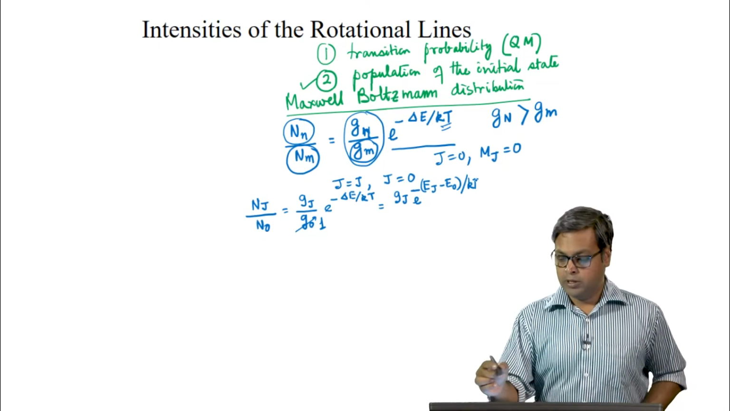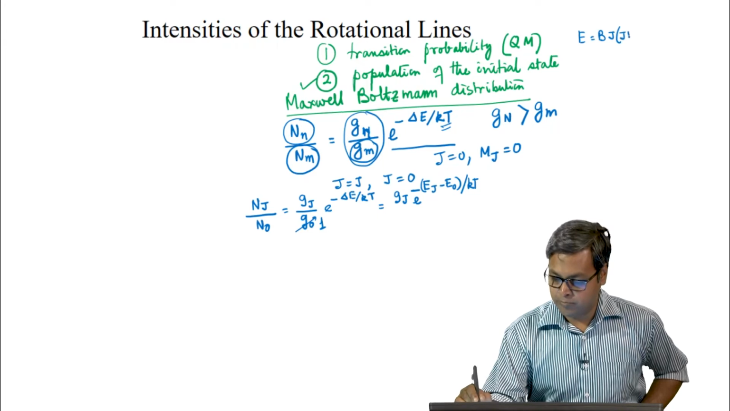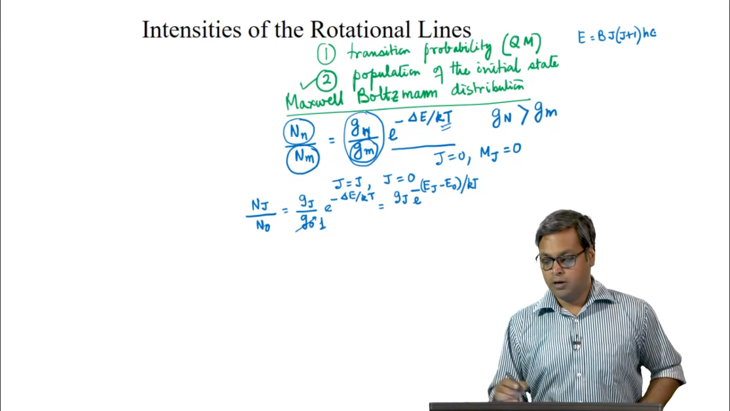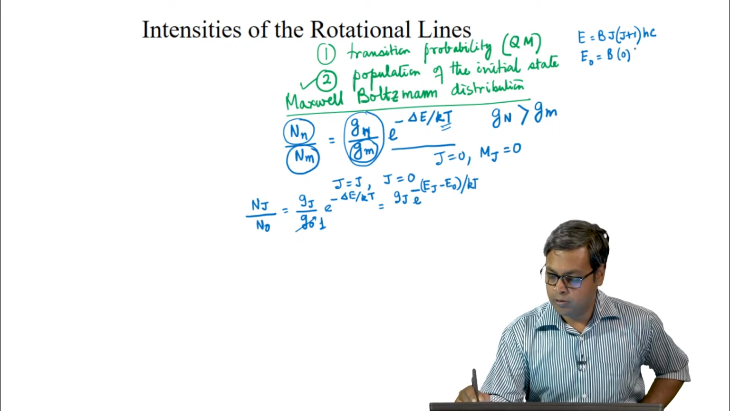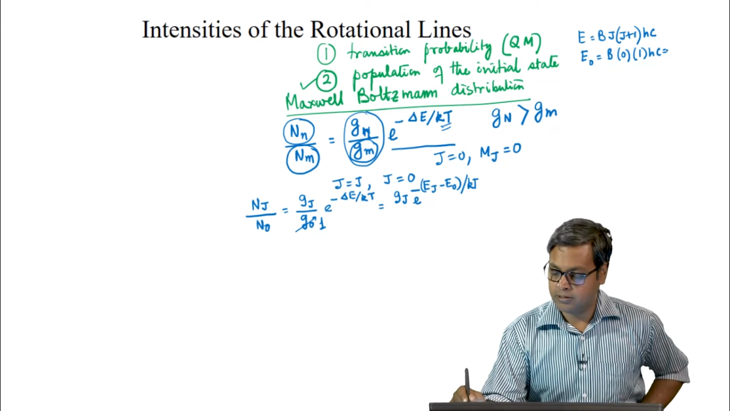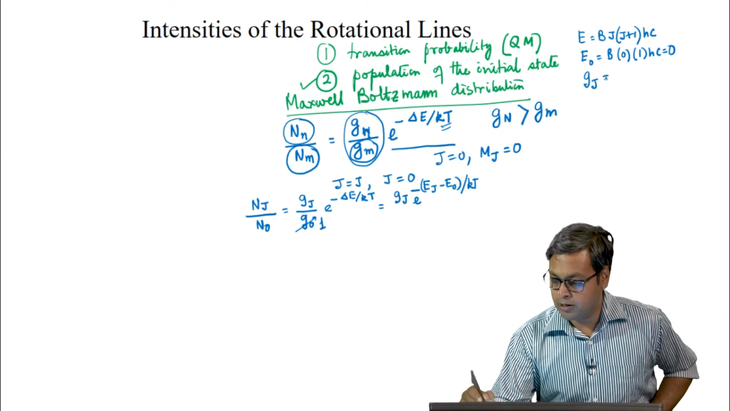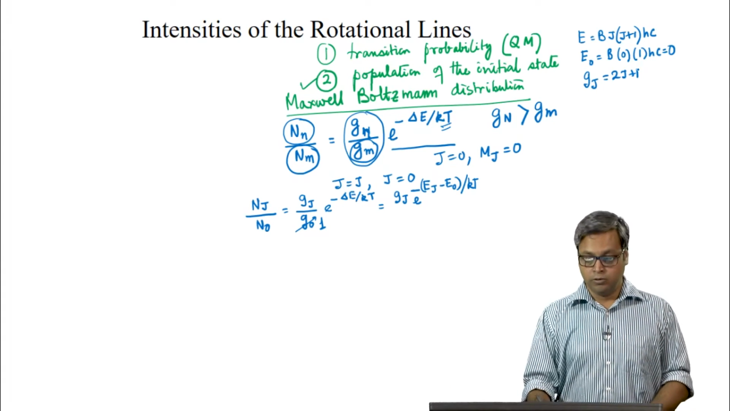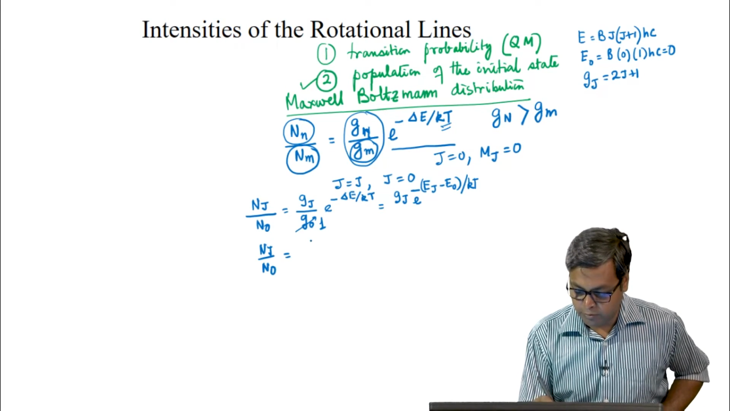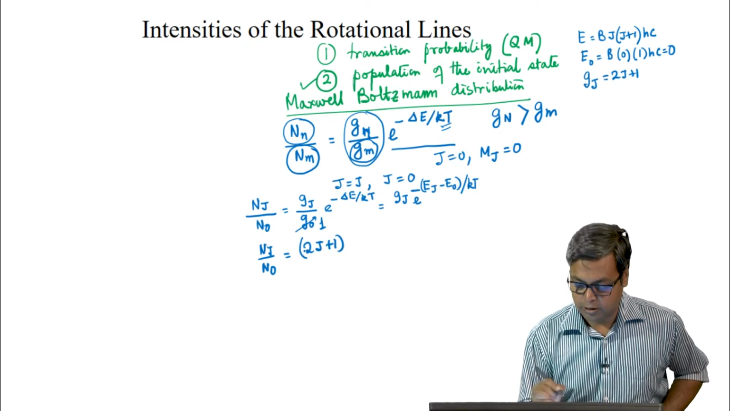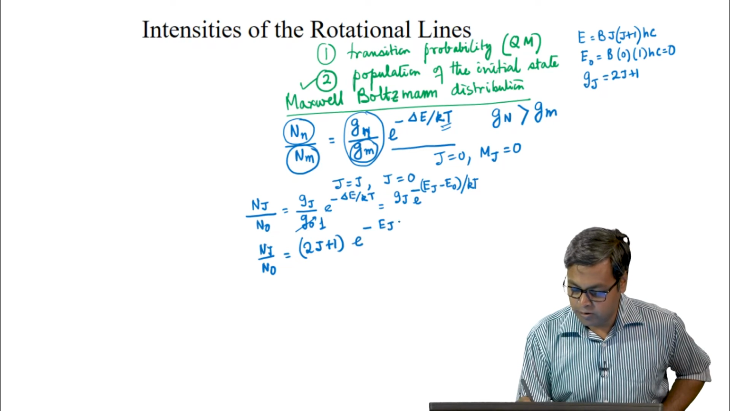So, we also know that the energy is given by B times J(J plus 1) h c. So, for J equals 0, E 0 equals B times 0 times 1 times h c, that is 0. So, E 0 equals 0, and we also know g of J equals 2J plus 1. So, we can write this as n J by n 0 equals 2J plus 1 times e to the power minus E J by k T.